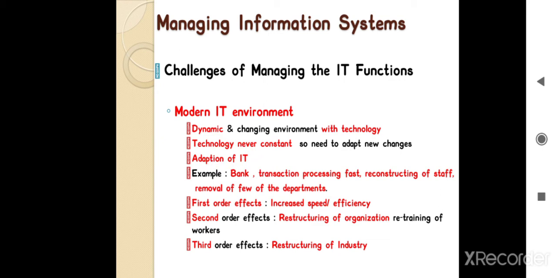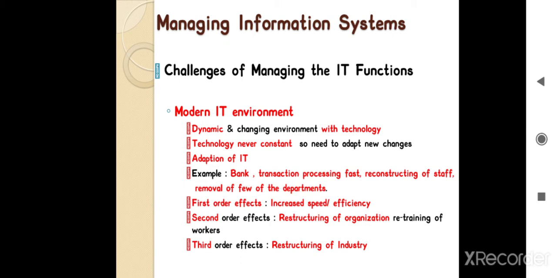For example, we can consider a bank. So there is an adoption of internet banking. If it is going to make use of that IT infrastructure, then due to that transaction processing will be faster. For that purpose, the staff needs to be restructured. Means what? Those who are not having the knowledge about handling of IT infrastructure, they have to be restructured. Here there might be a need to remove some of the departments, because it can be handled at one place, so there is no need of a number of departments also.